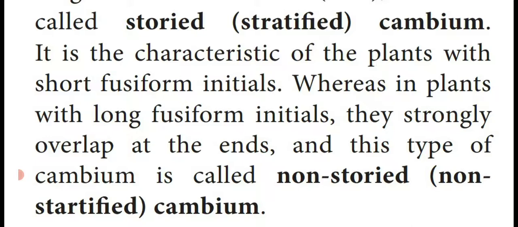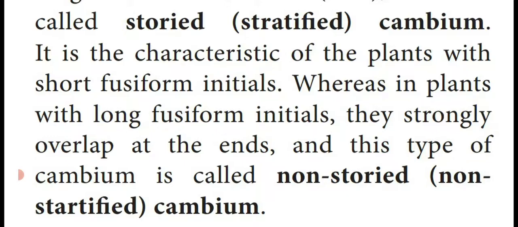In some other plants, long fusiform initials strongly overlap at the ends. That is the important one. The tip of a single fusiform cell lies above another one, or overlaps at the end. And this type of cambium is called non-storied cambium or non-stratified cambium.